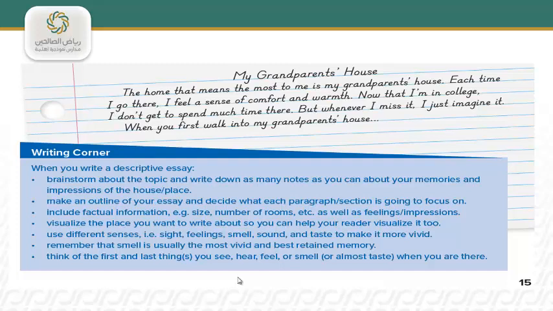Now, these are some tips for writing a descriptive essay. Writing corner. When you write a descriptive essay, brainstorm about the topic and write down as many notes as you can about your memories and impressions of the house or place. Make an outline of your essay and decide what each paragraph or section is going to focus on. Include factual information like the size and number of rooms, as well as feelings and impressions. Visualize the place you want to write about so you can help your reader visualize it too.